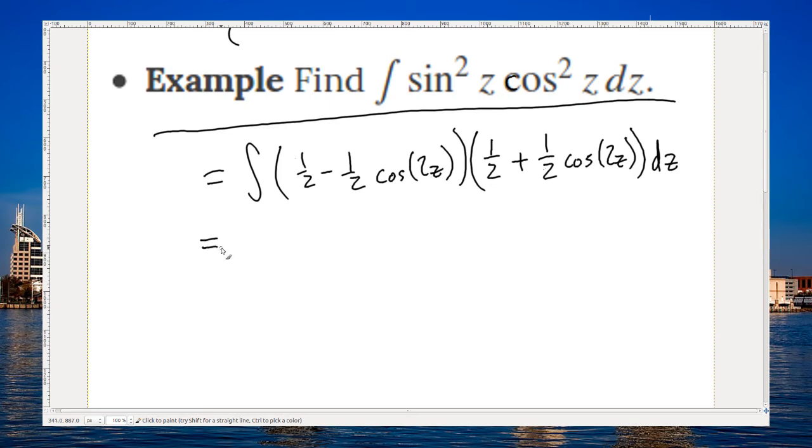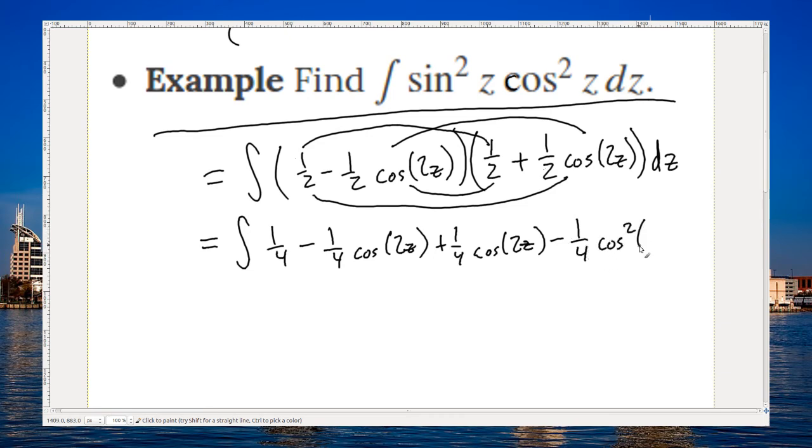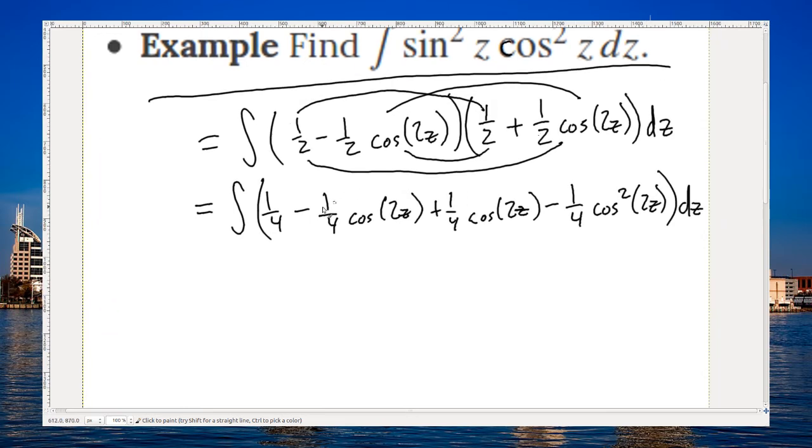All right, so we'll multiply all that out. So 1/2 and 1/2 becomes 1/4. To the inside, that's negative 1/4 cosine of 2z. To the outside, positive 1/4 cosine of 2z. And then the last two, we have negative and negative. That's negative 1/4 cosine squared of 2z. We'll put all these in parentheses with the dz here. And yeah, those will cancel like that. Easy enough.